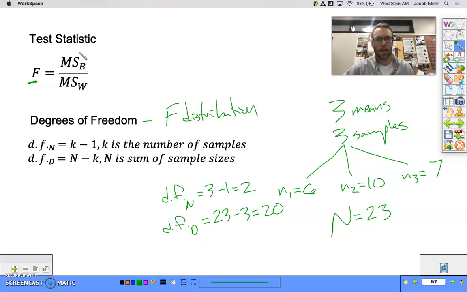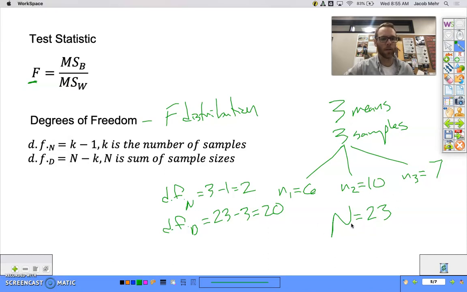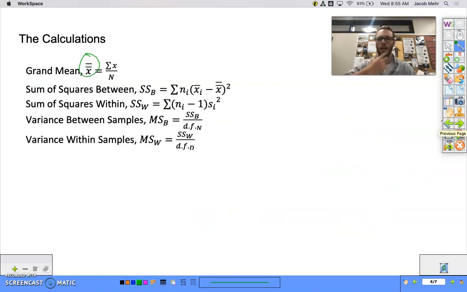Now, let's go back to this. How do we find the mean square between and the mean square within? So here are the calculations. The first thing we need to find is what we call the grand mean. It's kind of fun, look at this thing. It's like X bar, bar. The grand mean is we take all of the X's from all of the samples and we divide by the total sample size, just like we talked about here. So we take the X's from each sample, and we just find the mean of the whole thing. Even though we have different samples, we throw all those samples together and we find the mean of the whole thing. That's called the grand mean.